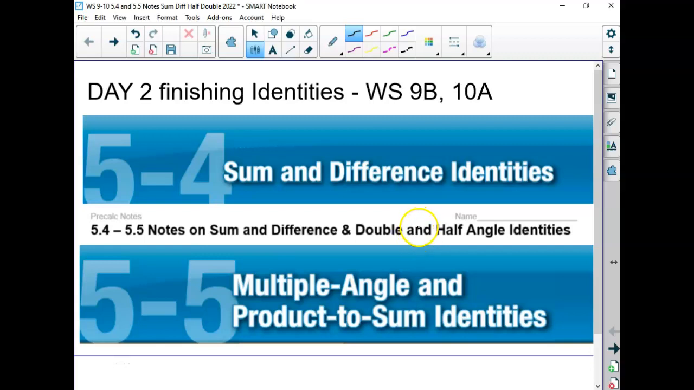All right, guys, so we are going to work on finishing up some of these identities that are on your sheets. The ones we're going to look at today, we're going to review some more sum and difference, including some of the questions that are on your quiz. And then we're going to concentrate on these multiple and half angle ones.